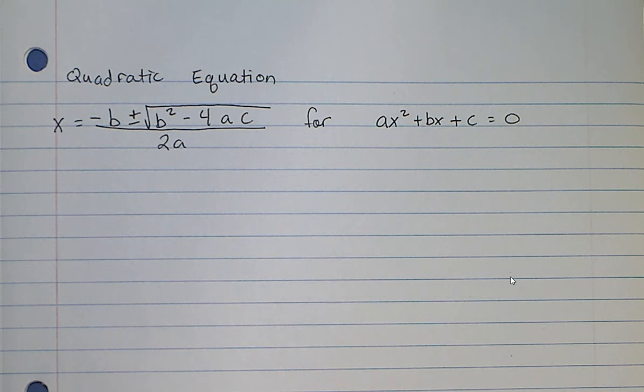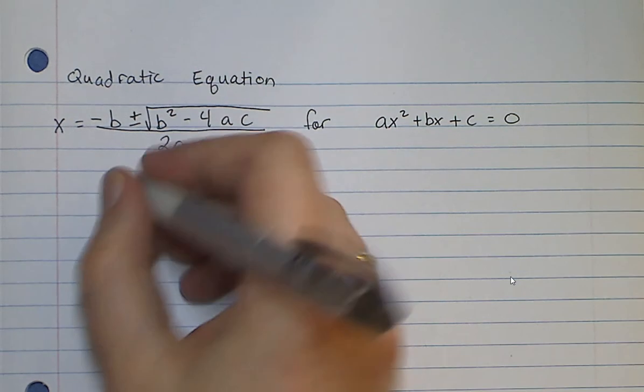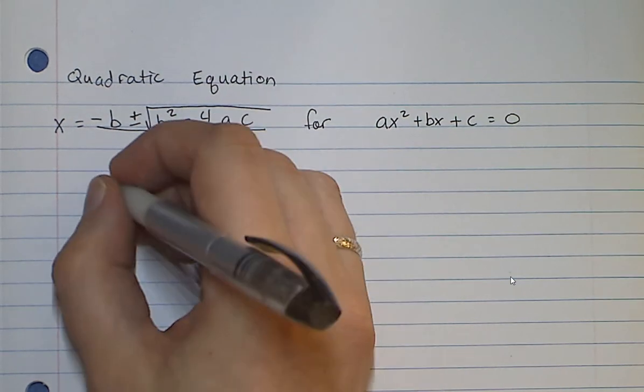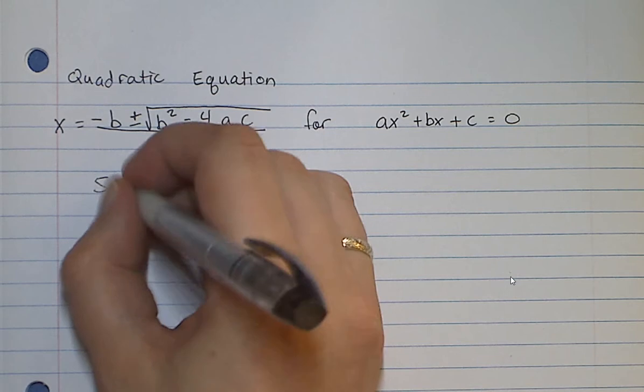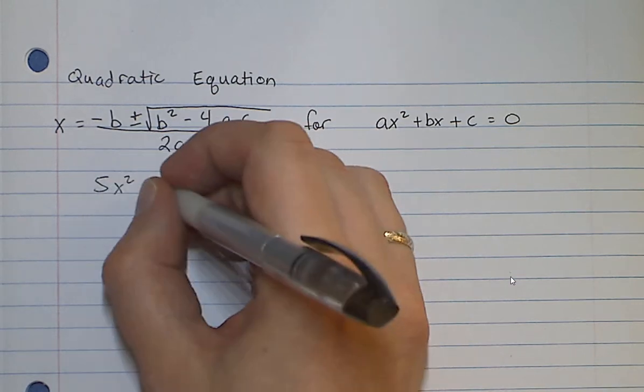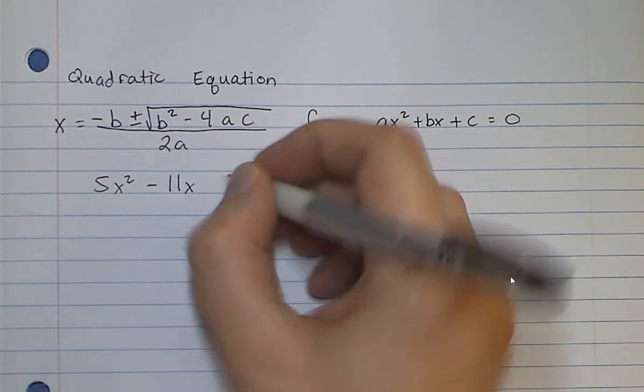Let me give you an example of an equation that will not factor, that you cannot factor, but you have to use the quadratic equation for. So that would be something like, let's do 5x squared minus 11x equal to negative 5.